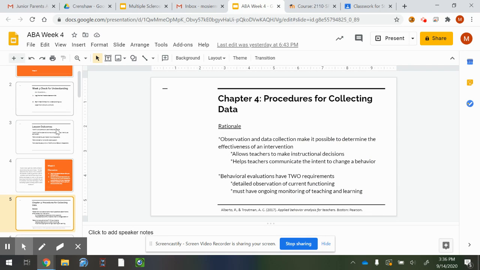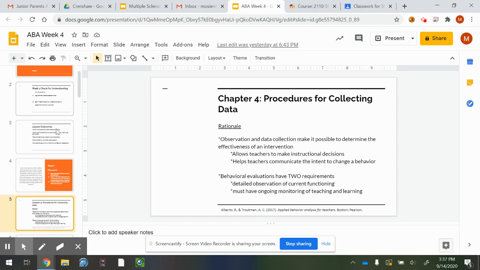Chapter 4 has to do with collecting data and its procedures for collecting data. So just to start out with kind of the rationale behind data collection, observation and data collection make it possible to determine the effectiveness of an intervention. As we begin to identify kids for special education services, as we begin to develop plans, as we begin to maybe put some small group intervention in place for academics, we have to do that data collection piece to make sure that what we're doing is working.